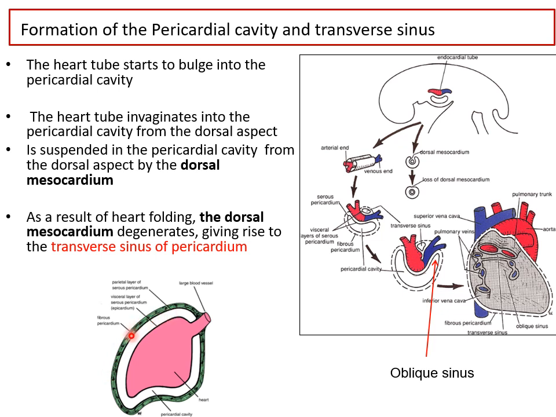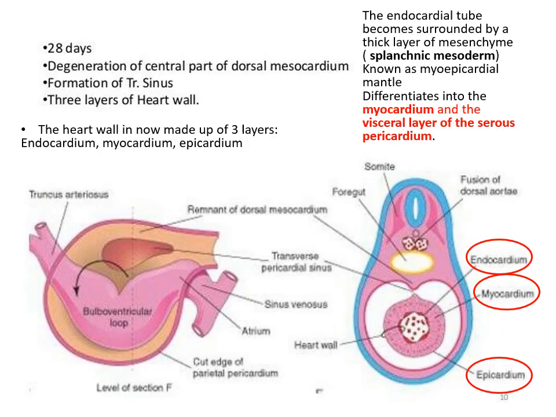So this is pericardial cavity, serous layer with the parietal outside, the visceral layer, and that is the fibrous pericardium which has developed around it separately. So this is where we are. Here is another figure showing you the heart tube bulging into the pericardial cavity, folding, and hence the dorsal mesocardium degenerating, the transverse sinus developing.